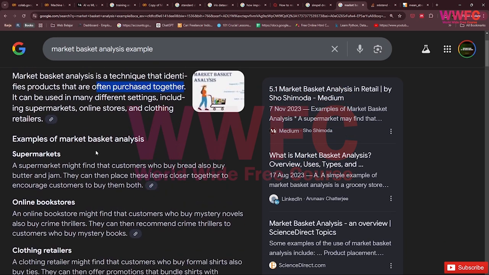An example of market basket analysis is the supermarket. A supermarket might find that customers who buy bread also buy butter and jam. They can place these items closer together to encourage customers to buy them both. So if you are wandering in the supermarket, they will place the bread, the butter, and the jam close together. This is an example of market basket analysis.